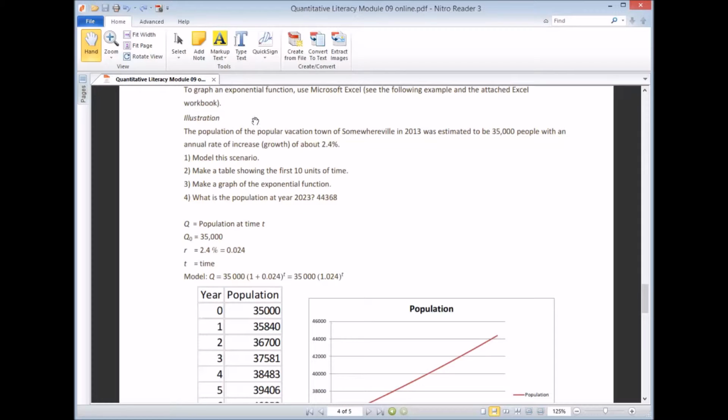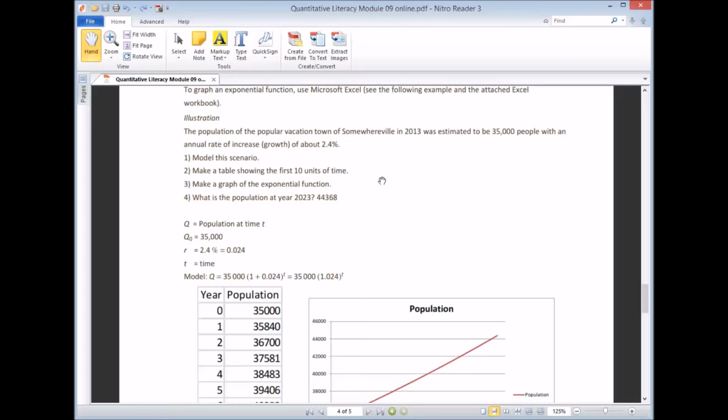The population of a popular vacation town in 2013 was estimated to be 35,000 people with an annual rate of increase or growth of about 2.4%. Model this scenario. Make a table showing the first 10 units of time. Make a graph of the exponential function. And calculate what the population is at year 2013. So model this scenario, that means give me the function.